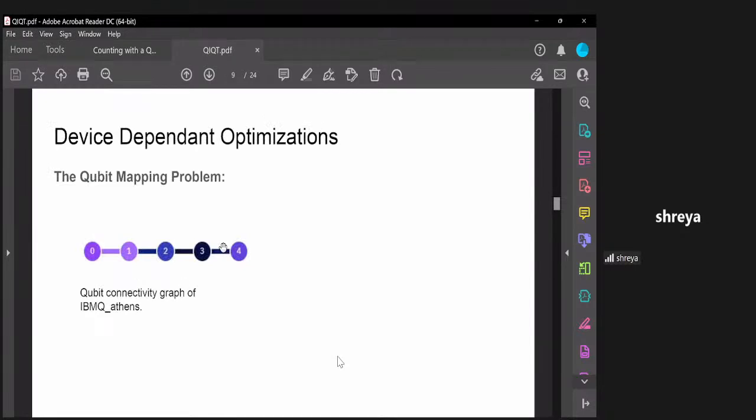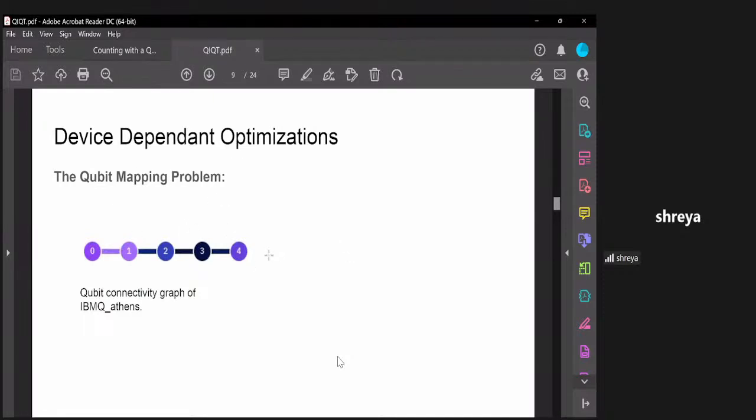So this is called device-dependent optimizations. And the famous problem in this domain is the qubit mapping problem. So this is a qubit connectivity graph of an IBM QPU. Again, if you go into the IBM website and look for the architectures or the connectivity graphs for different devices, you'll see figures like this.